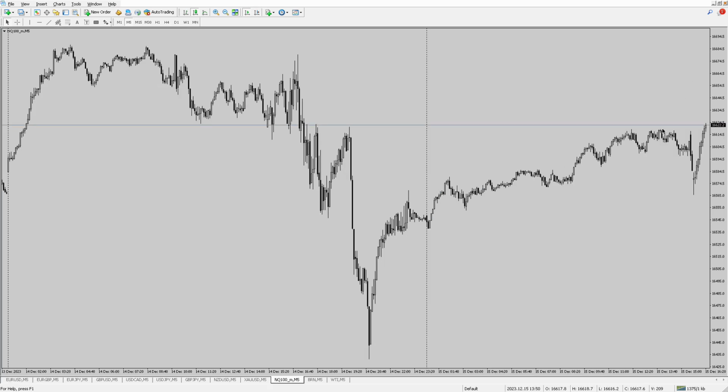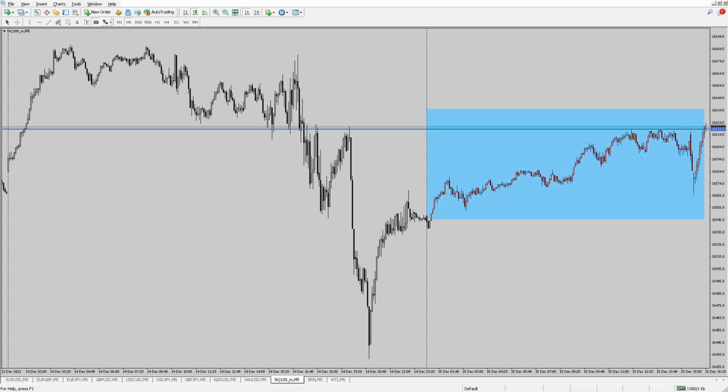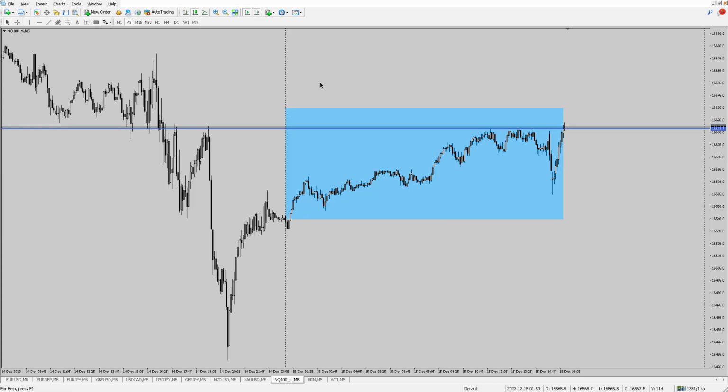So let's take a look at the Nasdaq chart. Okay, so right now what's happening is that the price is at the high of the day, so all the price action is happening inside this big blue rectangle, right?